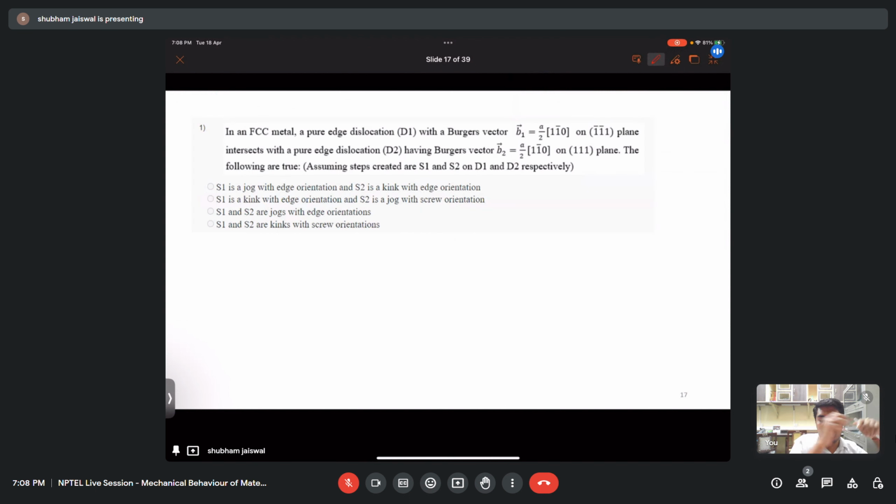So here is the first question. In an FCC metal, a pure edge dislocation D1 with a Burgers vector B1 on the (1 -1 1) plane intersects with a pure edge dislocation D2 having Burgers vector B2 on a (111) plane. The following are true. Four options are given and they are asking the nature of S1 and S2, whether it is kink or jog, and their character, whether it is edge character or screw character. So please try to answer these.